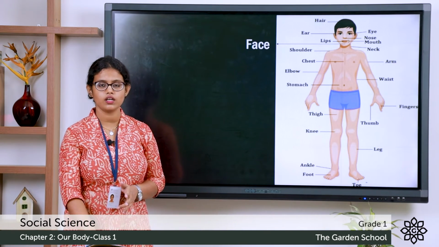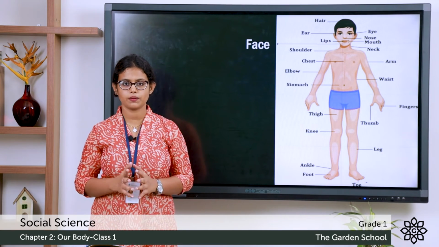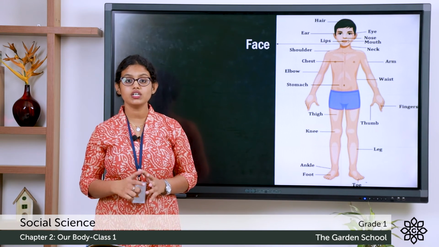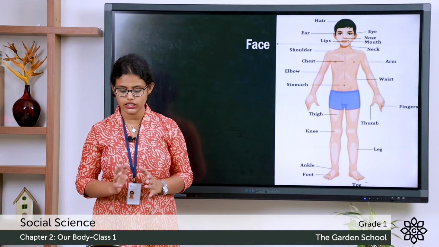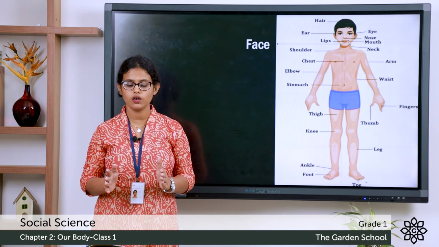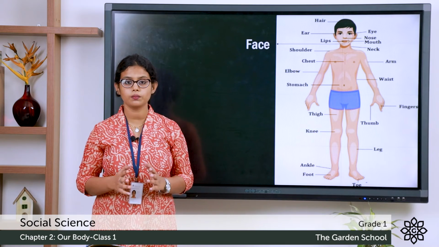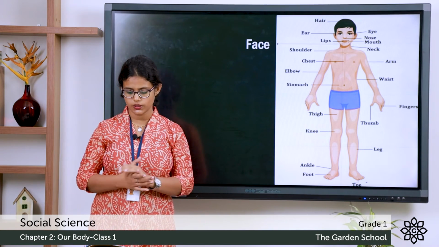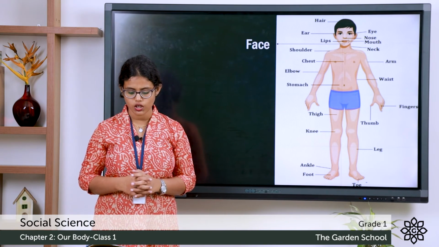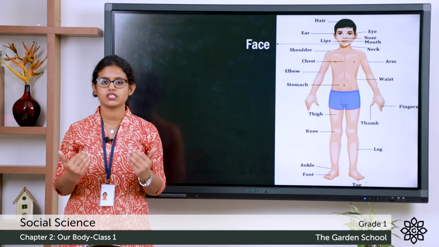Then see the next one, knee. So with which picture? F. F is the picture of knee. Then the next one is leg. Picture E. You have to match it with picture E. Elbow. C. Picture C is elbow. Foot. With which picture you have to match? With G. Picture G. Then the last one, hand. With which picture you have to match? With picture D.